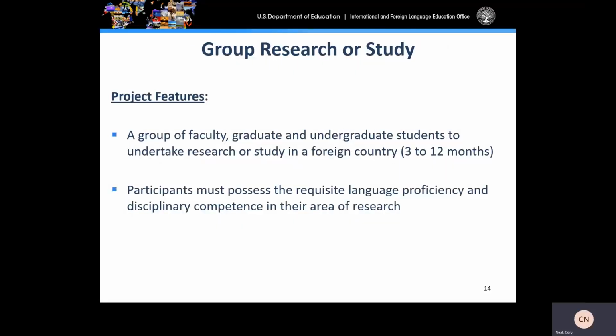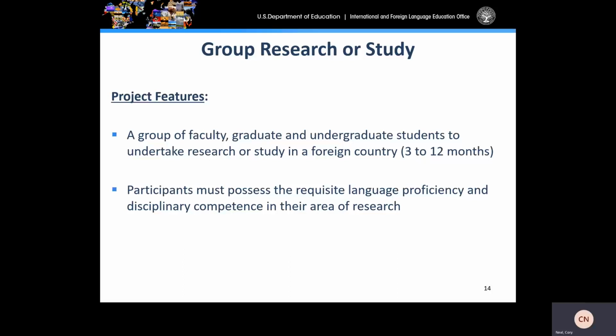And our third short-term project is the group research project, or the group study project. These projects are typically 3 months in length, so they are much longer than the other 2, and they're designed to give participants the opportunity to undertake research or study in a country outside of the United States.